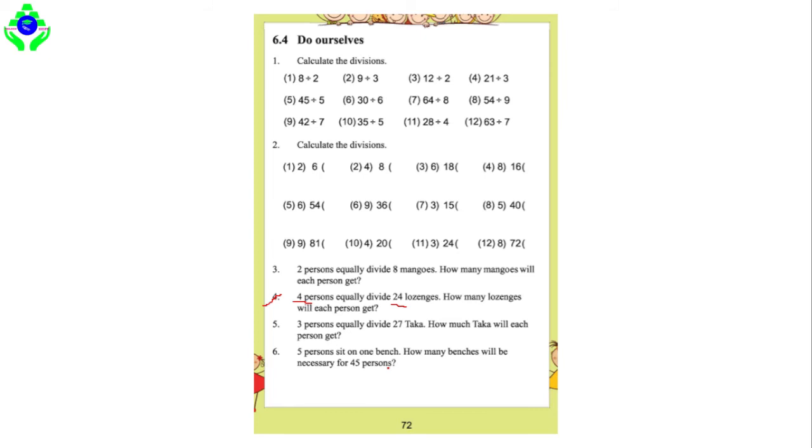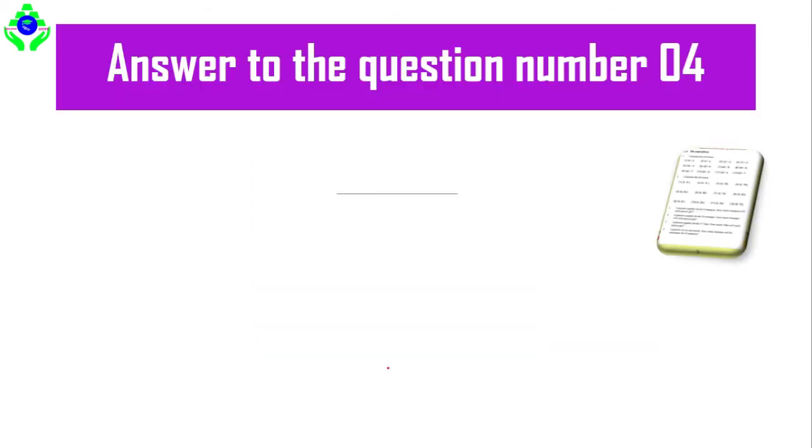So it's a similar topic to the first one. How can we customize this question? Let's go to the board and try to see. You can see the answer to question number 4. First of all, you should write 4 because in that question there were 4 persons, and there were 24 lozenges. That's why we write 24 here.